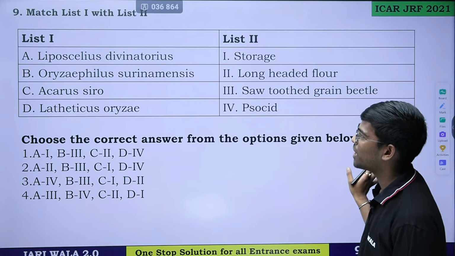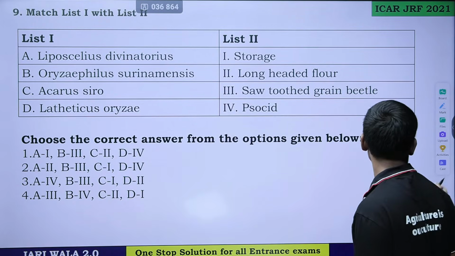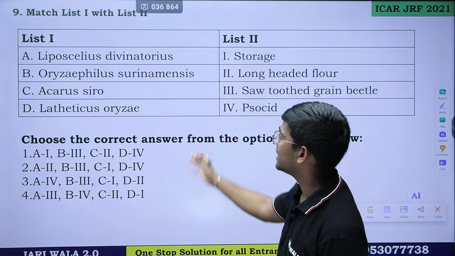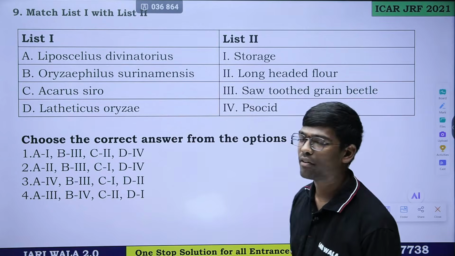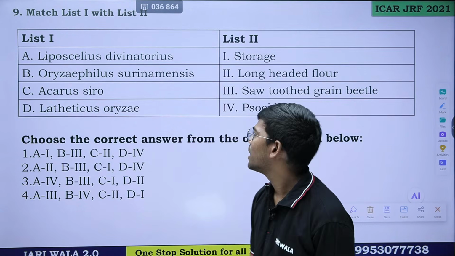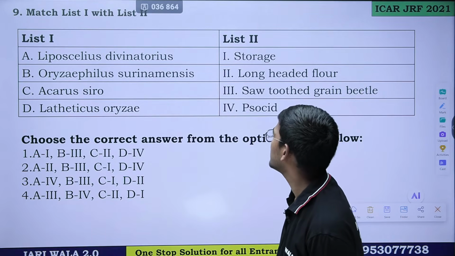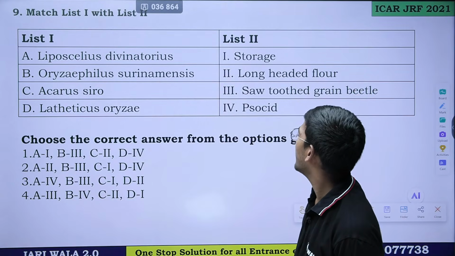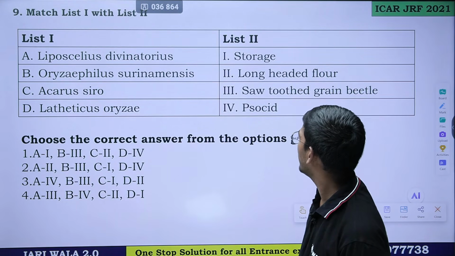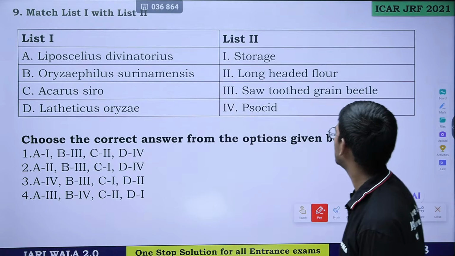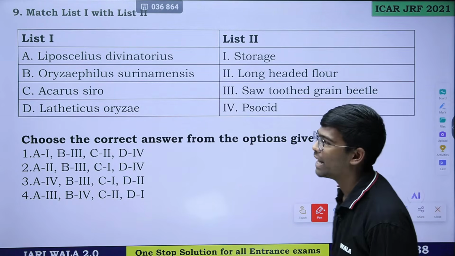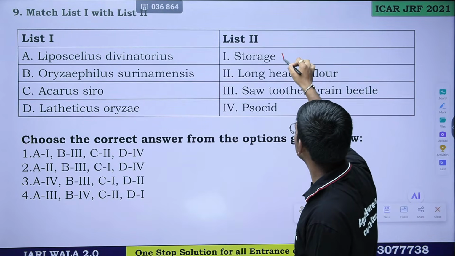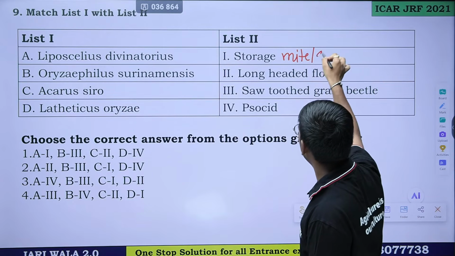So here also, again, the scientific names and the common names. On this side they have given scientific names, and on the right side they have given the common names. The first one is Liposcelis divinatorius, then Oryzaephilus surinamensis, Acarus siro, Latheticus oryzae. And here they are giving psocid, long-headed flour beetle, then saw-toothed grain beetle and storage mite.